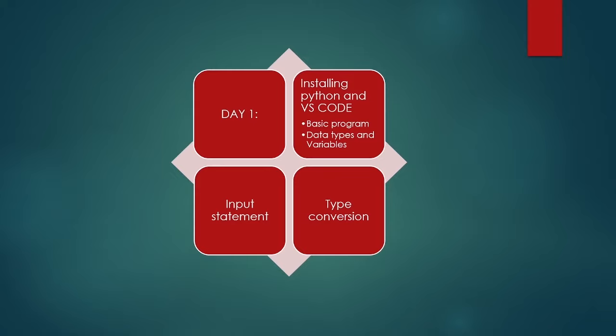So let's jump into the course. In day one, we'll be looking at the basics of Python, and the first thing we have to do is install Python and install VS Code. VS Code is nothing but a code editor, right? So in order to run Python programs, we need Python. And the second thing is we will be learning the basic program in Python and data types and variables, and we'll be learning about the input function, and we'll be learning about type conversion. So let's kick off the day.